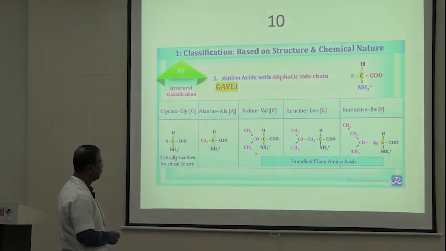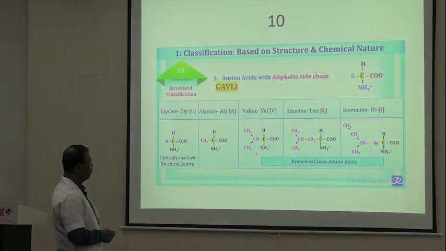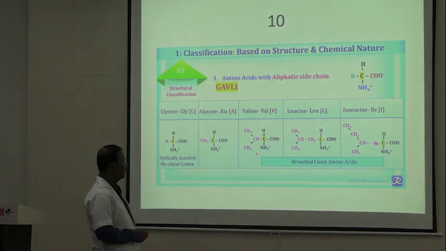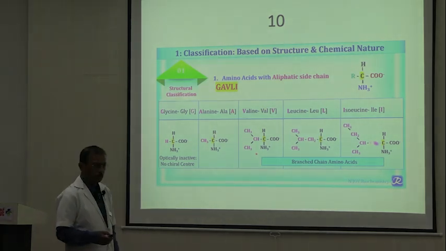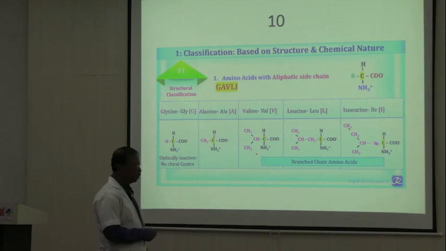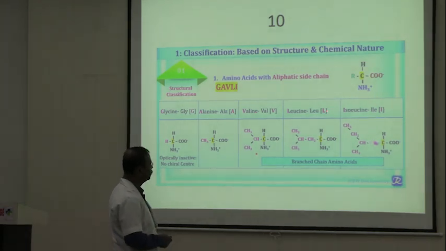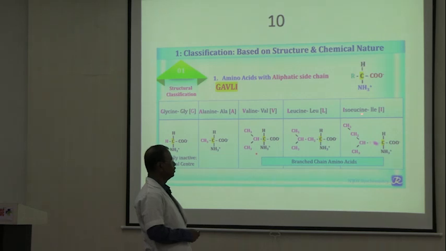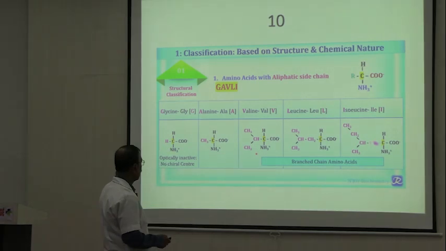Alanine is ALA, single letter A. Valine is VAL, single letter V. The single letter should be capital, uppercase. Leucine is LEU, capital L. Isoleucine is ILE, capital I.